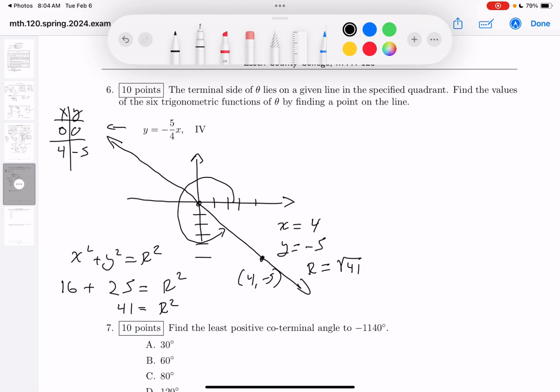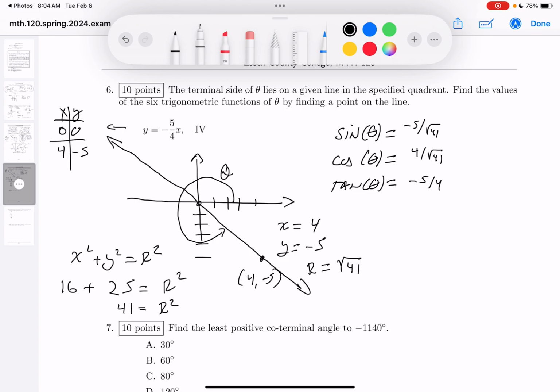Again, what's their question? The terminal side of theta lies on a given, find the values. Oh, 6 trigonometric functions. Let's write this down. The sine of theta, the cosine of theta, and the tangent of theta. I'll do the reciprocals later, by the way. And this is going to be -5 over root 41. This is going to be 4 over root 41. And this one's going to be -5 quarters.